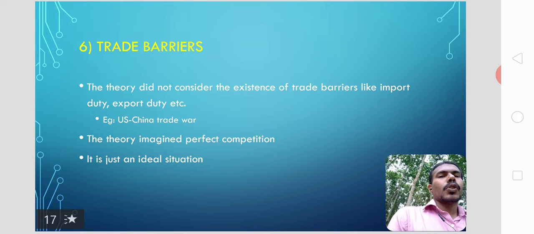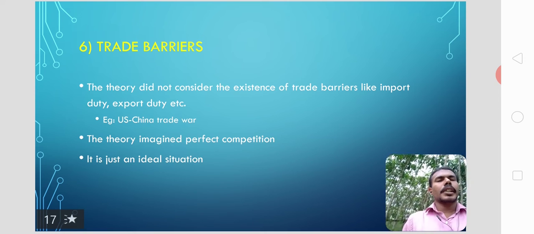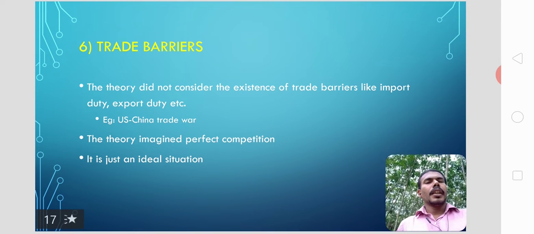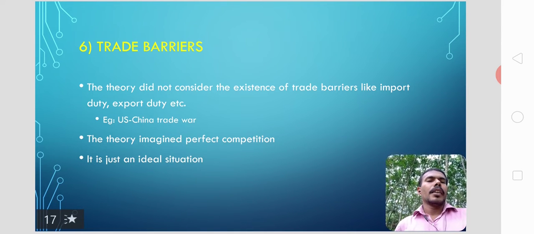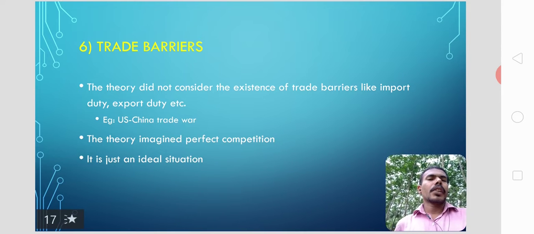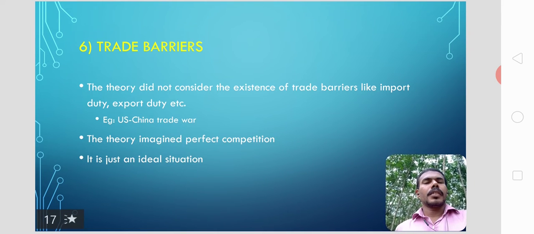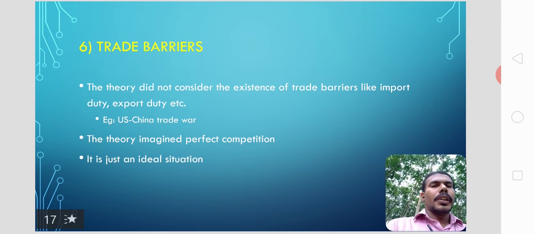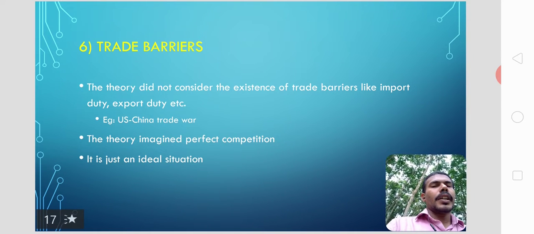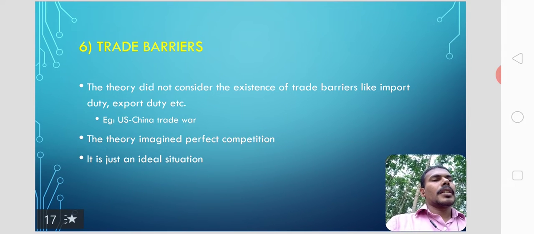This is in fact common, but this common practice has been completely neglected by the absolute advantage theory to validate their theory. If trade barriers are proved to be in place, what will happen? It will affect the absolute advantage. Trade will not happen exactly as per the absolute advantage. So the no trade barriers assumption is in fact an ideal situation, which is not possible in the present day trade scenario.